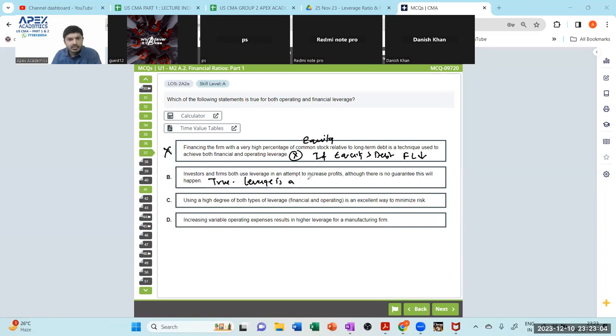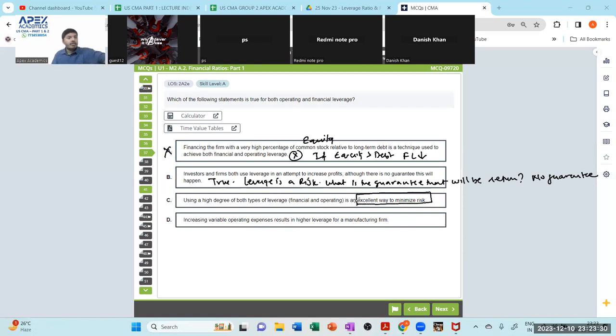Leverage is a risk. What is the guarantee? That there will be return. There is no guarantee. What is your answer for question number 37? It is B. Using a high degree of both kind of leverage is an excellent way to minimize risk.